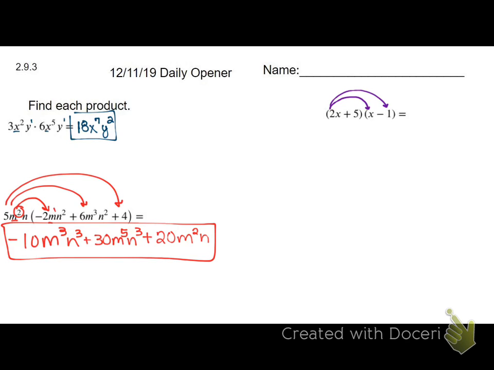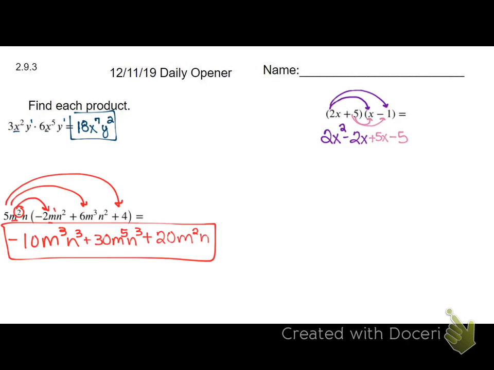So if I distribute 2x times x, that's going to get me 2x what? 2x squared. Then 2x times negative 1 equals negative 2x. Okay? What do I do next? Distribute my 5. So 5 times x is 5x. And then I distribute the 5 to the negative 1 and get negative 5.